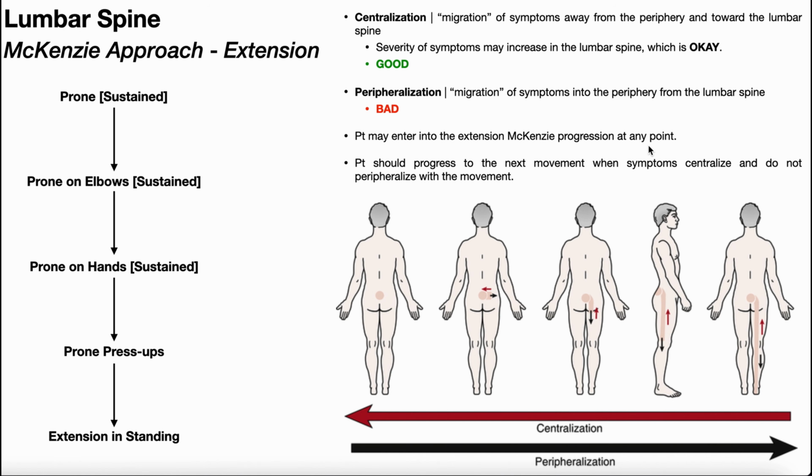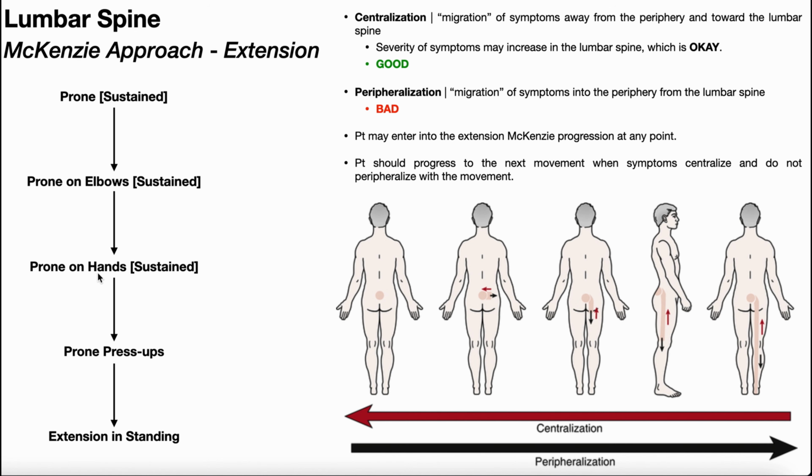For example, I recently had a patient who had a directional preference of lumbar extension, and I ended up giving him prone on hands. He was fine in prone, better in prone on elbows, and even better in prone on hands. So that's what he was given on the first visit. The patient will progress to the next position or movement when the symptoms centralize and no longer peripheralize with the movement. Back to that original patient, I gave him prone on hands on the first visit because that position centralized his symptoms. But it turned out that a full prone press-up was a little too aggressive on the first visit.